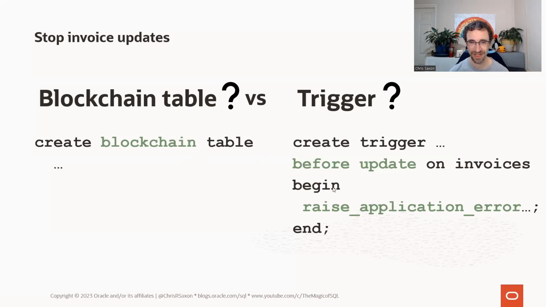The alternative, the old school or classic way to do it, we could create a trigger. And it's just a before update trigger. As soon as that fires, it just raises an error, right? Instantly. So basically, no one can ever issue an update as long as that trigger is active, of course. So those are the two options I'm proposing here, blockchain tables or triggers. What do you think? Which would you go for? What are the pros and cons for each one of them?